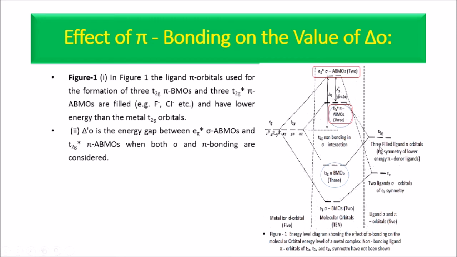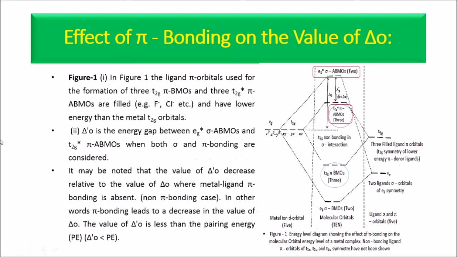This is not a complete MO. This is overlapping MO of sigma as well as pi donation, sigma donation and pi donation interaction, so that we can understand what is the effect of pi on splitting. It may be noted that the value of delta dash O decreases relative to the value of delta O where metal ligand pi bonding is absent.